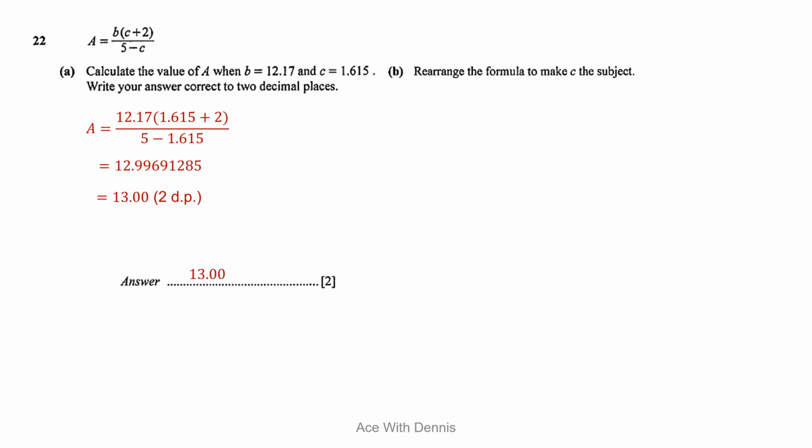B. Rearrange the formula to make C the subject. 4 marks. Right, so this is the equation given. We need to rearrange the formula so that C is the subject. What we need to do is move the 5 minus C to the left hand side. It becomes A times 5 minus C. And the right hand side becomes B times C plus 2. Then we expand the brackets for both sides. We'll get 5A minus AC equals BC plus 2B.